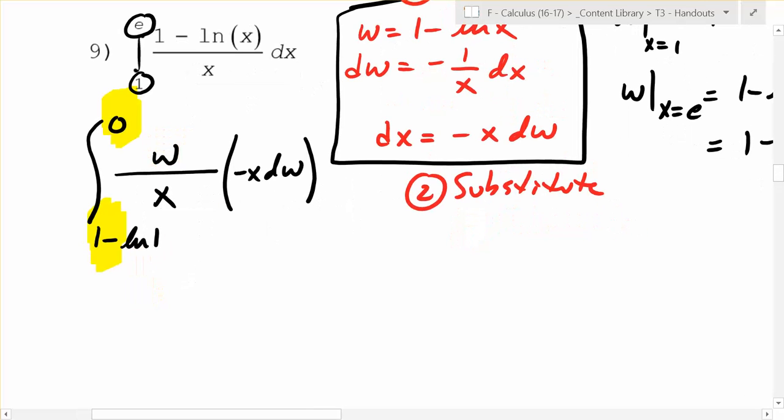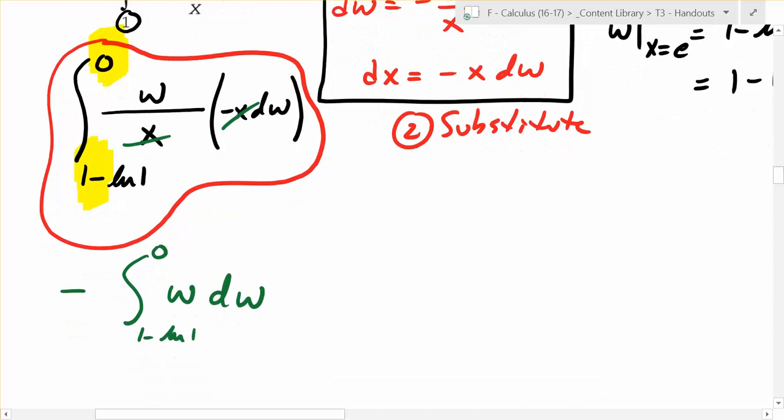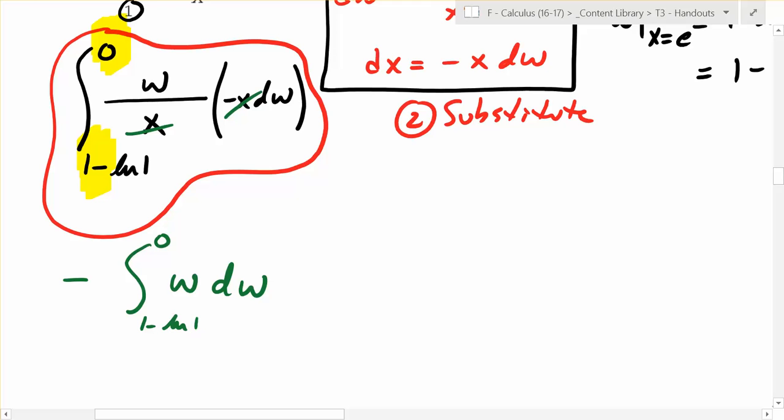Now we look for the magical thing. What's the magical thing we look for? Canceling. Is there something that cancels, Natalie? Yeah, the x's cancel, right? And what can we factor out to the front? So we have negative 1 minus ln 1 all the way to 0 of w dw. Is that about as simple as it gets as an integral? Yeah, it is. What's the integral of w?